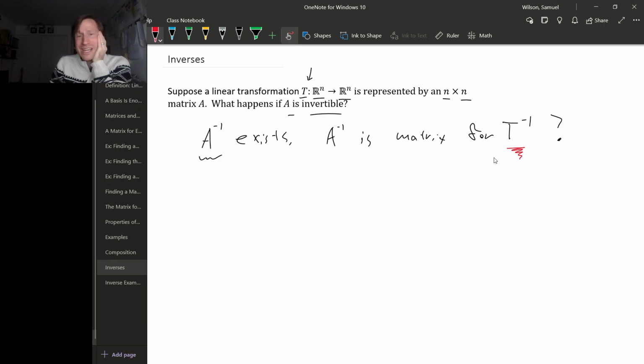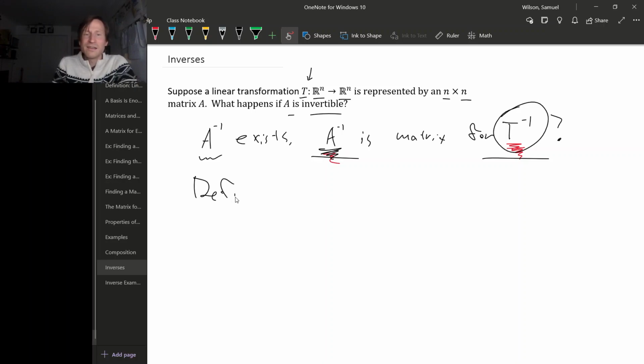Not every function from Rn to Rn is invertible. But if this is really true, if A inverse is a matrix that represents an inverse function, then not only is T an invertible function, but its inverse is actually linear. So let's check if this is true. How could we do that? Well, we don't know what T inverse is. That's the problem. But we do have this inverse matrix. So let's define a linear transformation S from Rn to Rn.